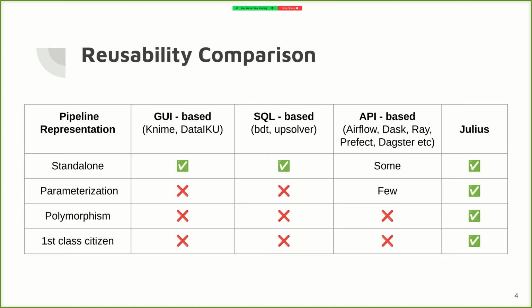So this is really where Julius came in, and we want to build a very flexible and reusable pipeline tool that builds the pipeline as a first-class citizen with full capability of polymorphic parameterization. So we can release the full power of reusability and make the pipeline building much more modular and also much more reusable. So this is a very high-level summary.